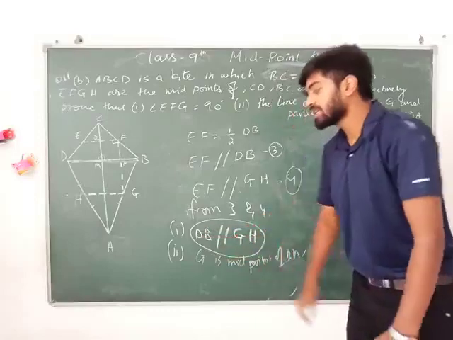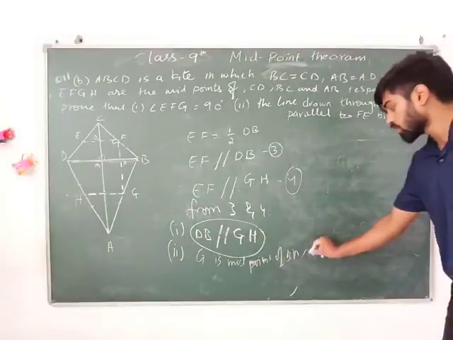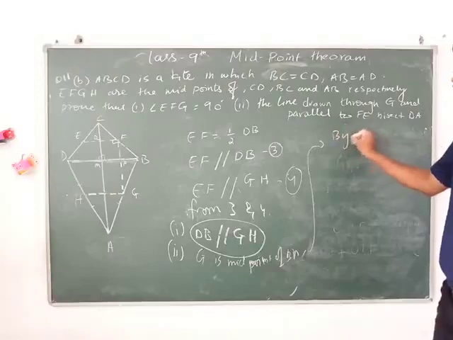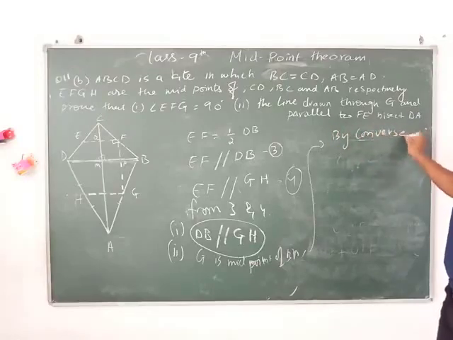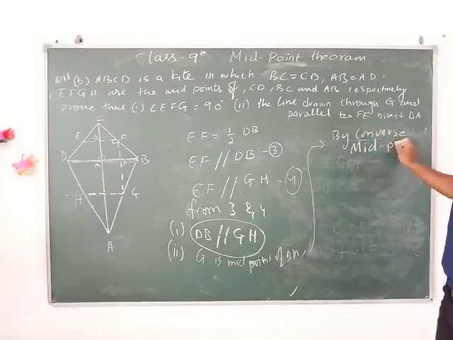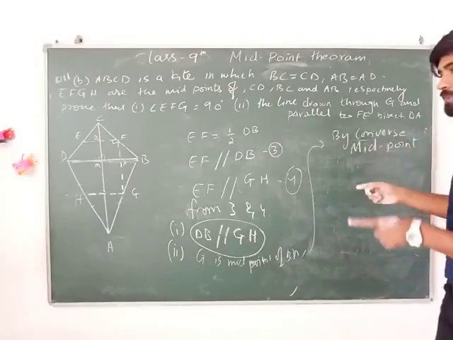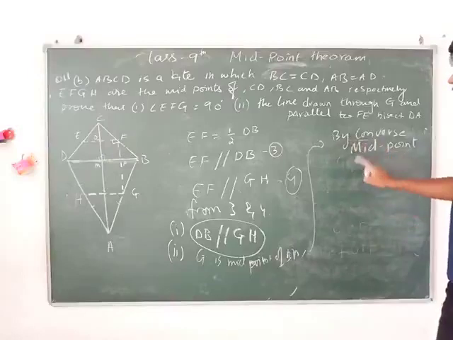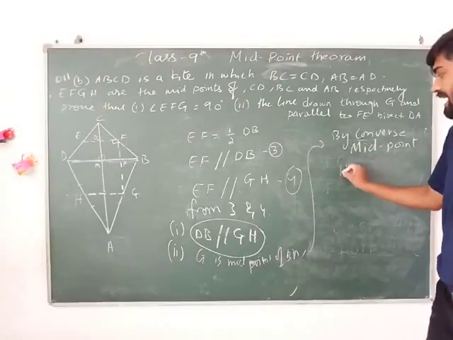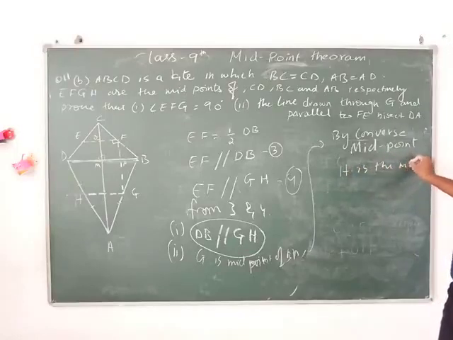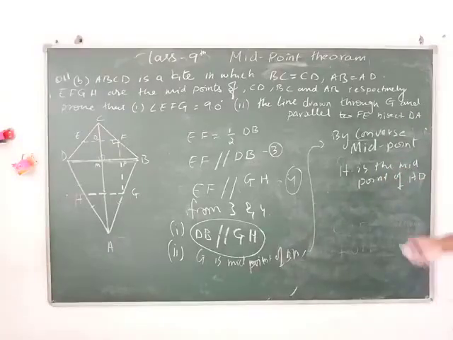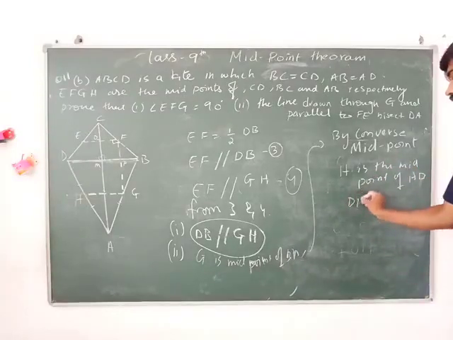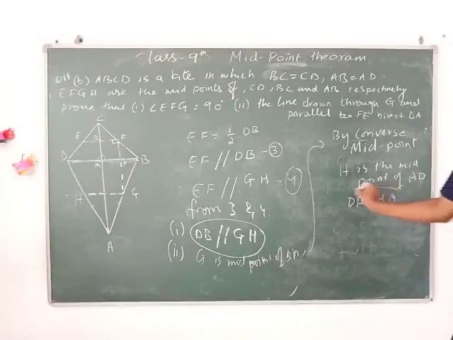So इन दोनों को देख के मैं लिख सकता हूँ by converse midpoint theorem. I am writing over here by converse midpoint theorem. By converse midpoint theorem, what can I write? I can write that H is the midpoint of AD. By converse midpoint theorem, I can write H is the midpoint of AD, or I can also write that DH is equals to HD. And this is what I had to prove.